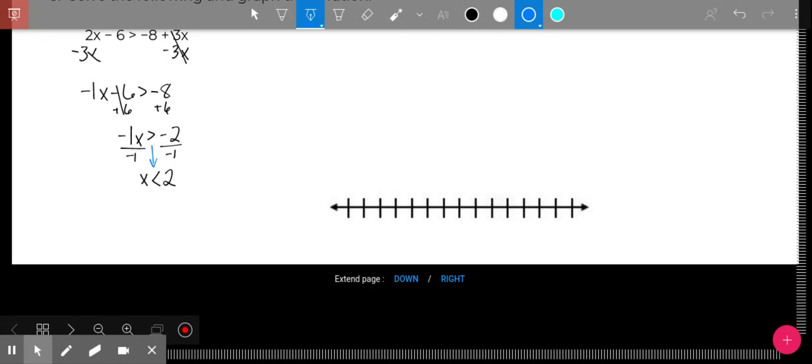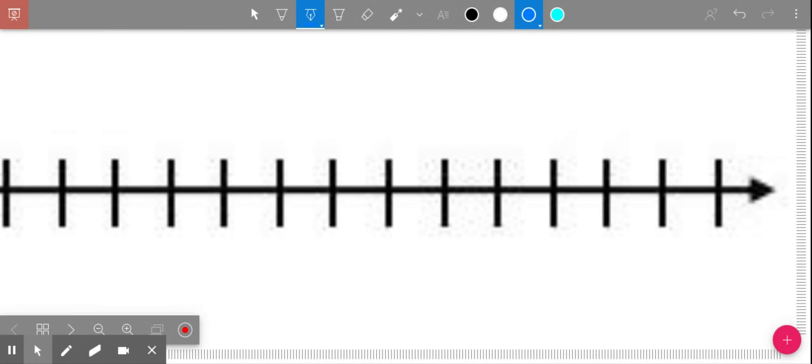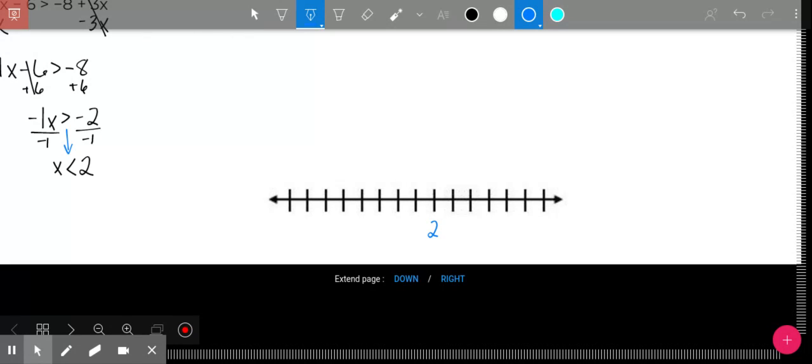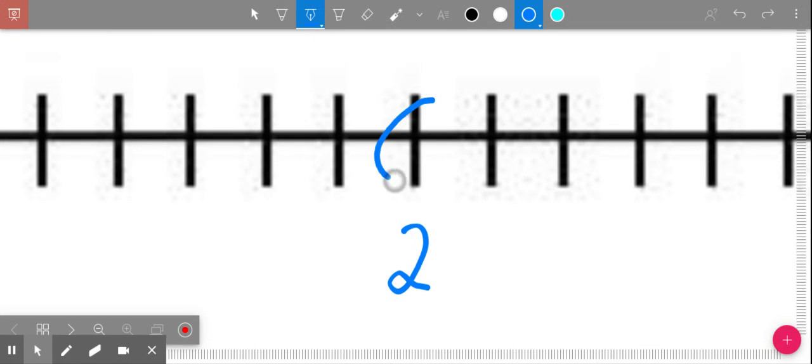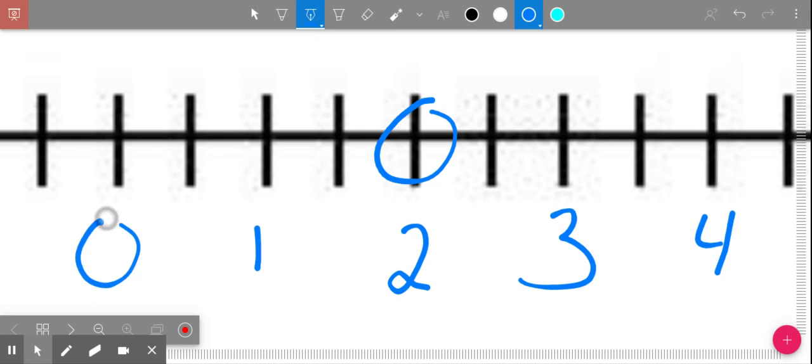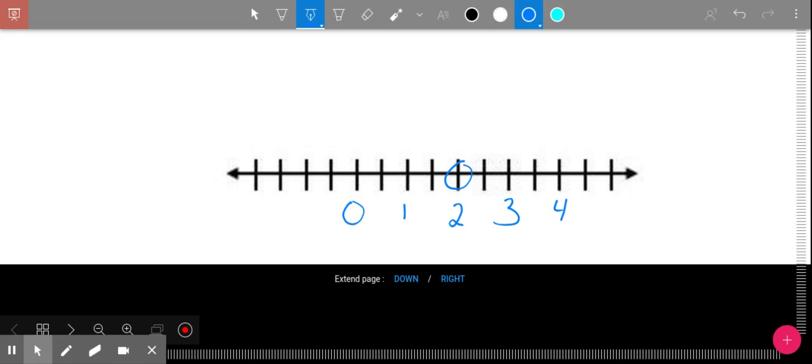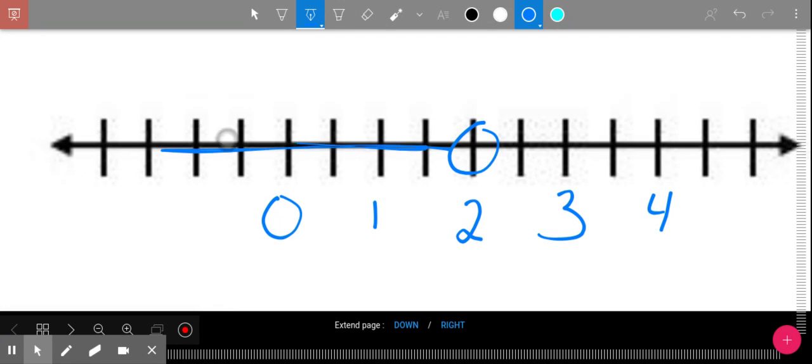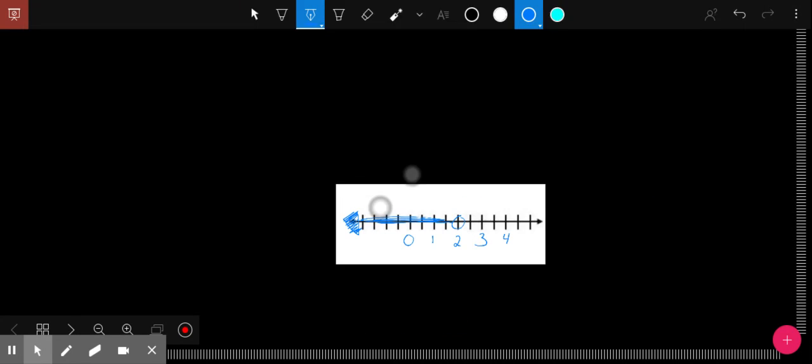Okay, so the 2 is going to go in the middle. Since it is just less than, it gets an unshaded dot. I need 2 numbers that are bigger, 2 numbers that are smaller. I want everything that's less than 2. So I'm going to shade the 0 and the 1 because those numbers are less than. Yes, you need to have an arrow at the end to show that it goes on and on forever.